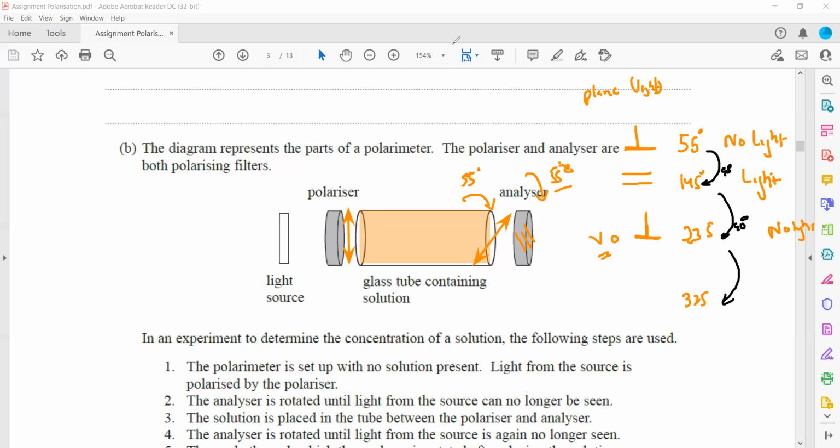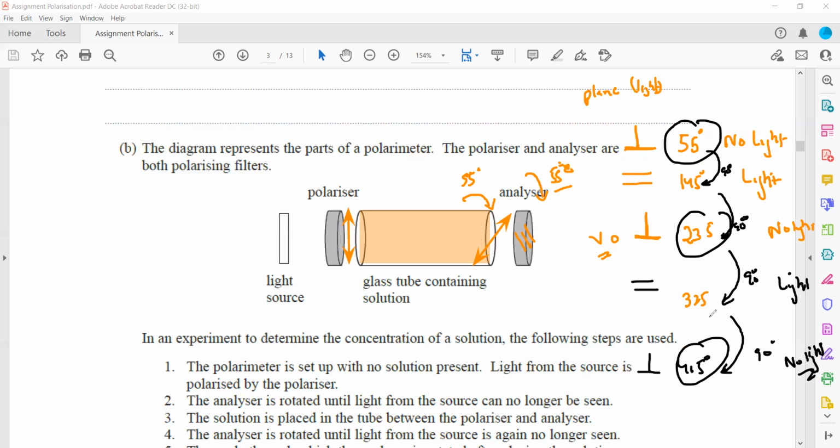And at 325, what will we get? We will get light again, because the plane turned out to be parallel. If we change a further 90, 325 plus 90 will be 415. So at 415, again it will be perpendicular, so no light again. So if at 55 there is no light, then at 235 there will be no light, and at 415 there will be no light. Because after a 90 degree rotation there will be light, and after a further 90 degrees, or a total of 180 degrees rotation, there will be no light again.